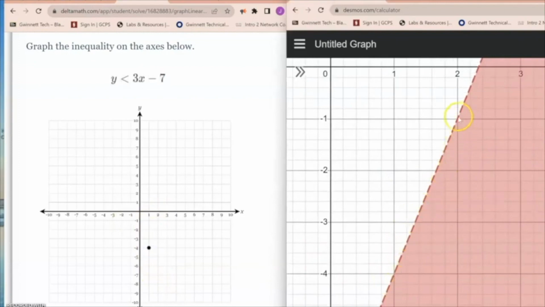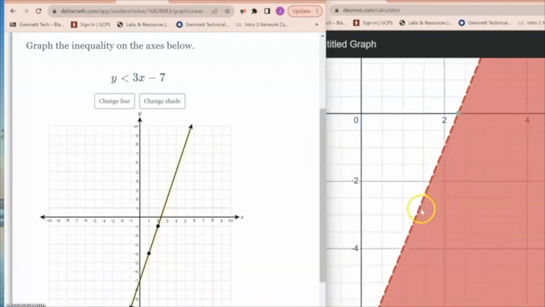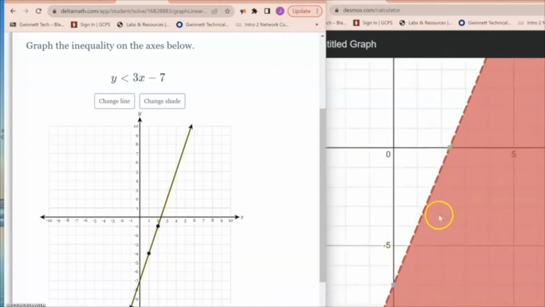All right, let me find a different one. Right here is a corner. And again, if you can't get it exact, you can just look at it. So this is 2, -1. So I'm going to zoom out just to make sure the graph looks like that. Yeah, it looks like that.